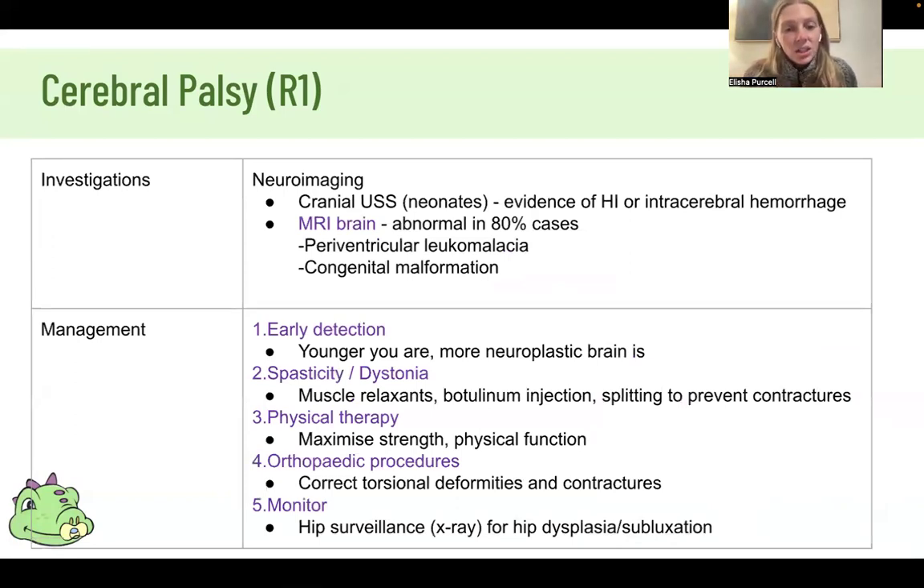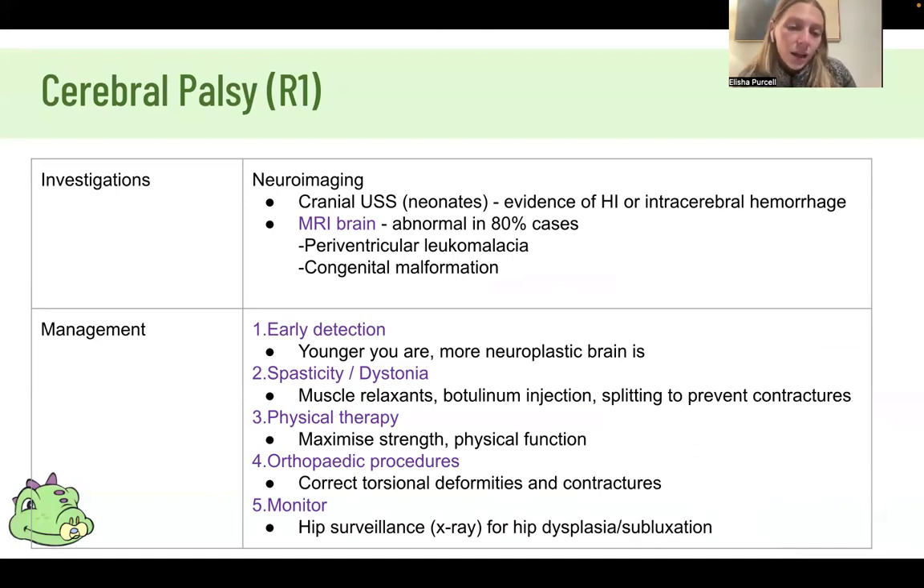So investigations, in an ENA, you'll be leaning towards using ultrasound, otherwise MRI. It's abnormal in 80% of the cases. Things that come up include periventricular accumulation or congenital malformation.